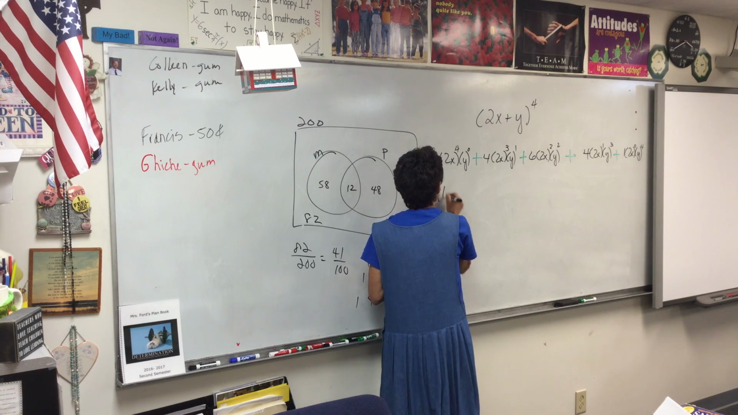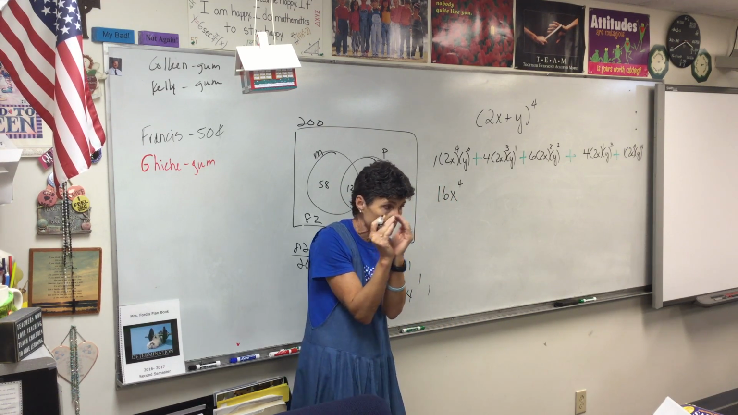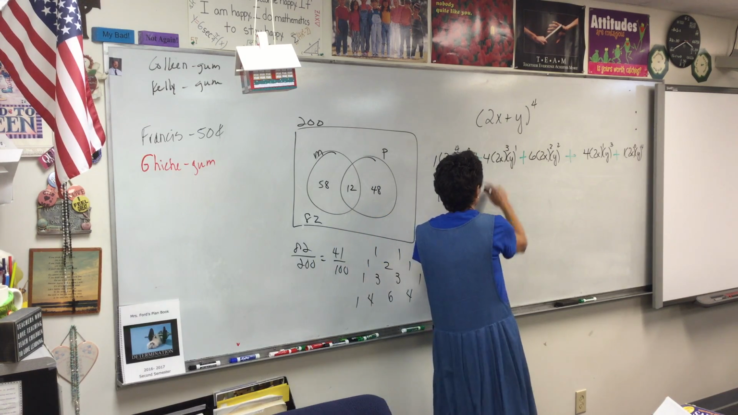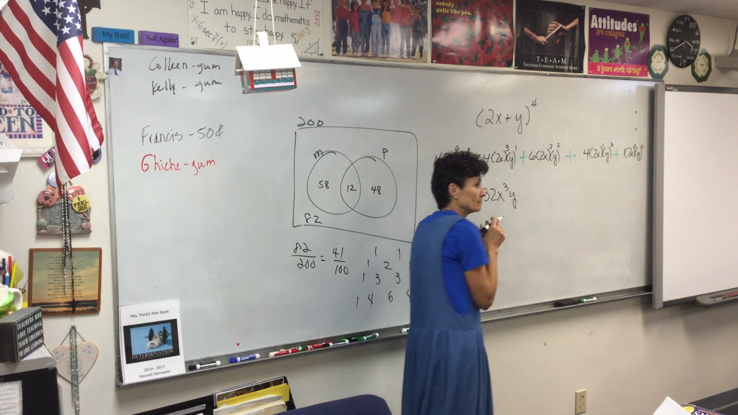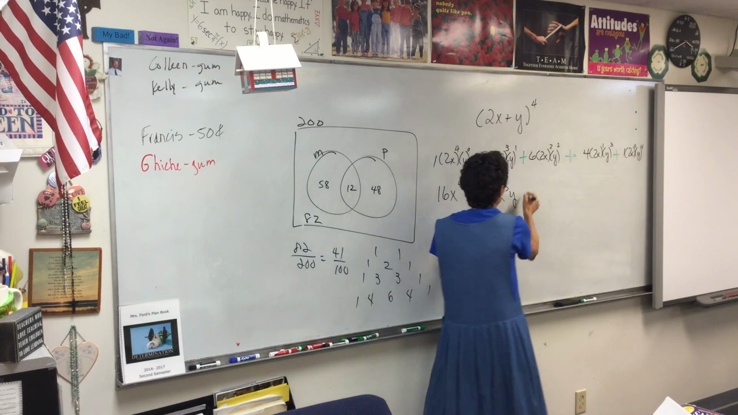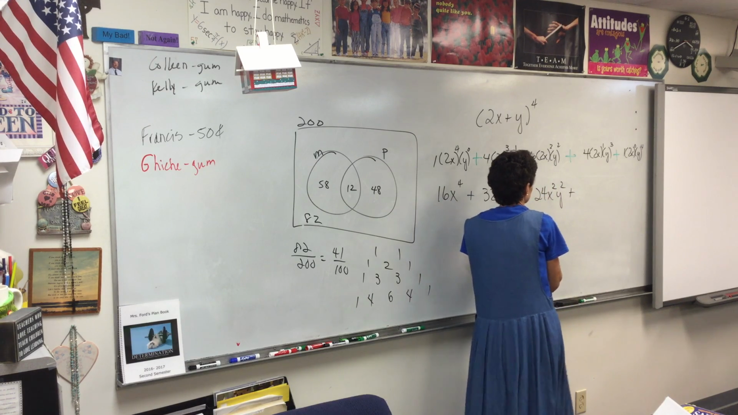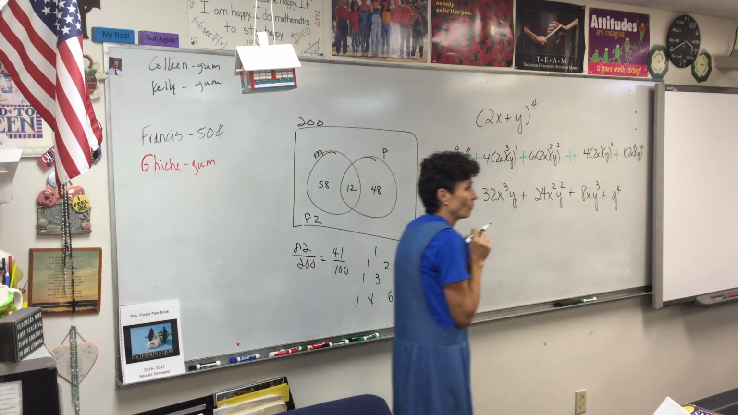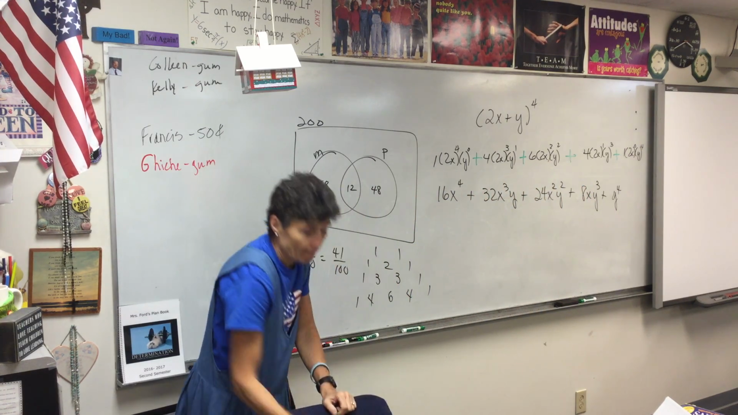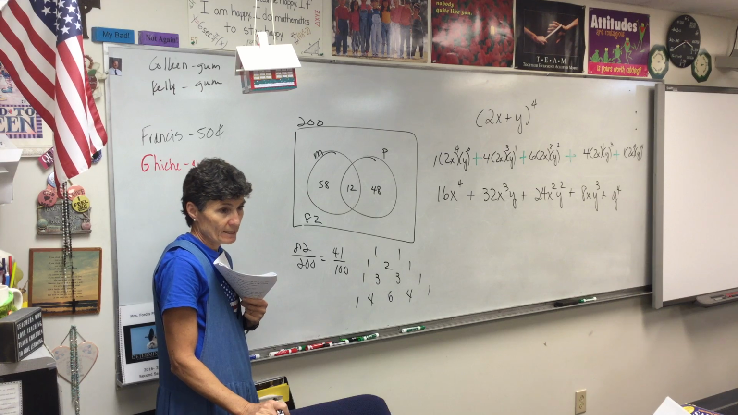Yeah. 16x to the 4th. That's why I put that in parentheses. Those parentheses are important. Plus, now be careful, what do we got here? 32x cubed y. What do we got here? 24x squared y squared. 8xy cubed, and on the end, anything to the 0 is gone, so it's just y to the 4th. Everybody good with that?